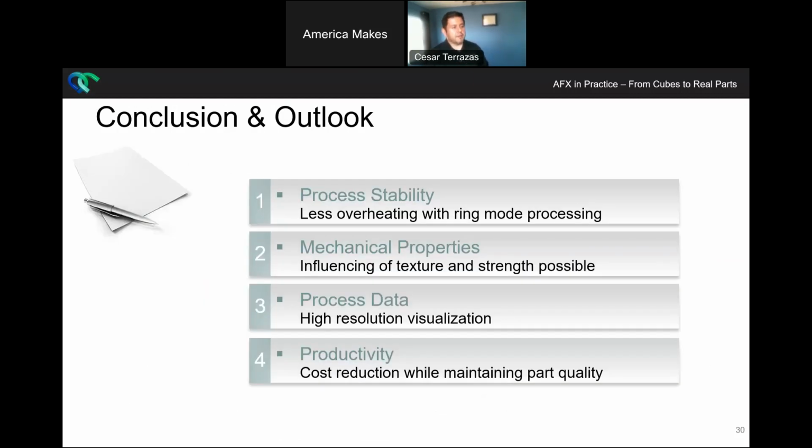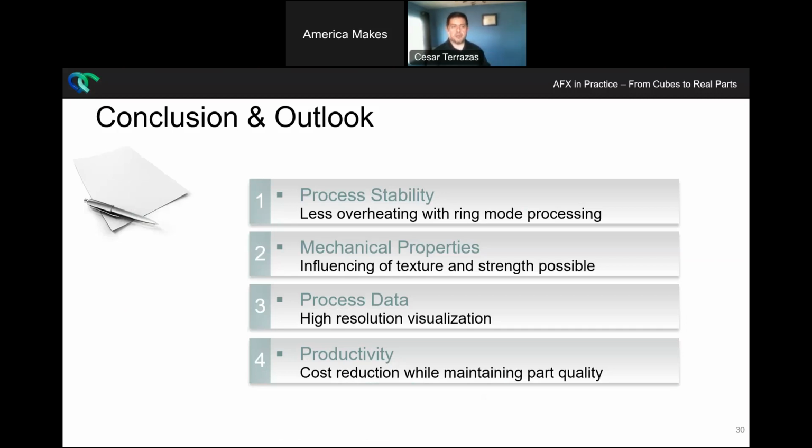So in conclusion, in an outlook for this presentation, we talked about the process stability that is brought in by just using the AFX laser, which is a multi-emission mode laser offered by Aconity 3D. In this case, the less overheating and the ring beam processing allows for more stability, which translates into what we saw in the results for microstructure, right? Your shallower melt pools, also opening the parameter space and essentially creating this texture that is to the benefit, in this case, of the mechanical properties.